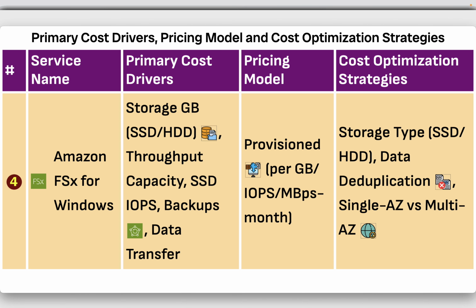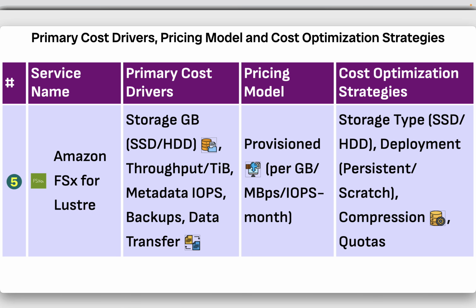FSx for Windows. Primary cost drivers are storage GB, and this can be SSD or HDD hard disk drive, and then throughput capacity, SSD IOPS, which is optional, and backups and data transfer. Pricing model is provisioned, and this is based on per GB, per Mbps, and IOPS per month. Optimization strategies are storage type, which can be SSD or HDD, data deduplication, single AZ versus multi-AZ, and right sizing. So these are the cost optimization strategies.